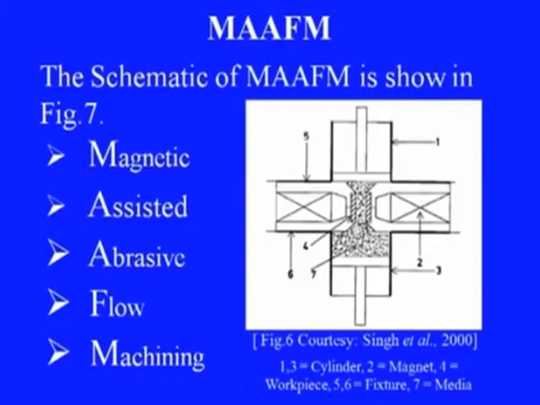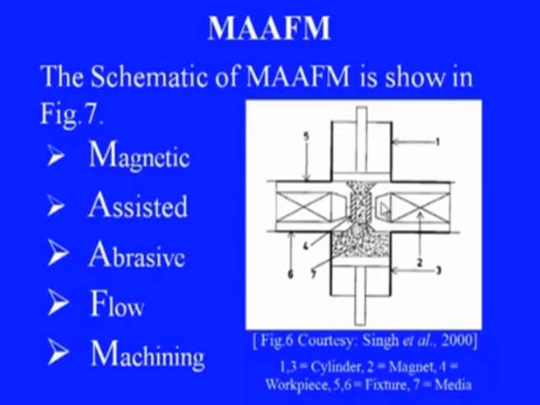Then let us come to a new process, that is magnetic assisted abrasive flow machining. In this, the process principle is almost the same as in the case of normal AFM, in which two media cylinders are there, in which the abrasive laden media will be there. It will be pushed through the workpiece.